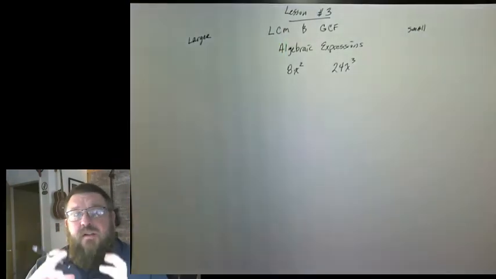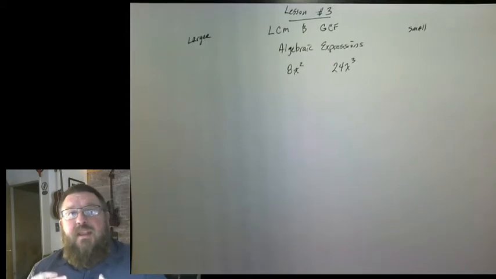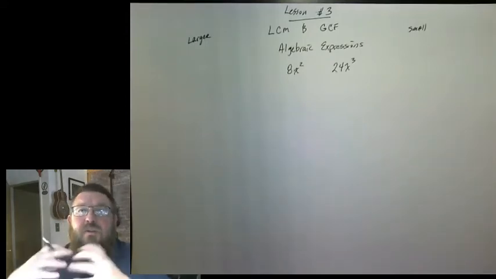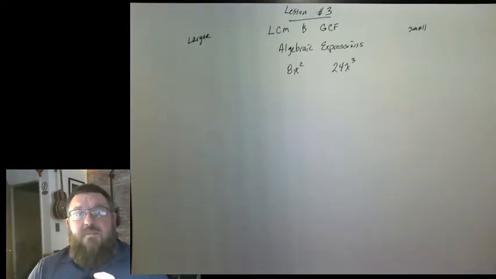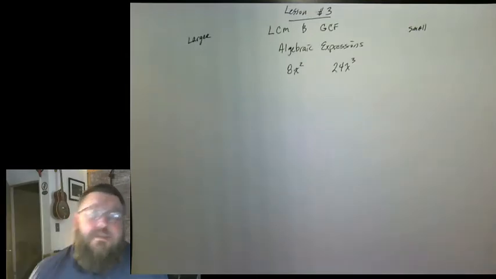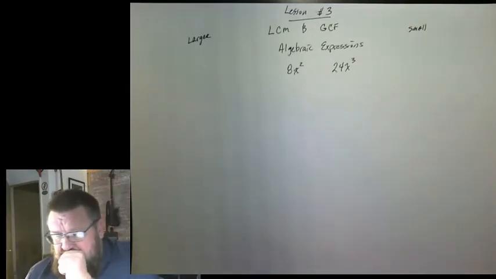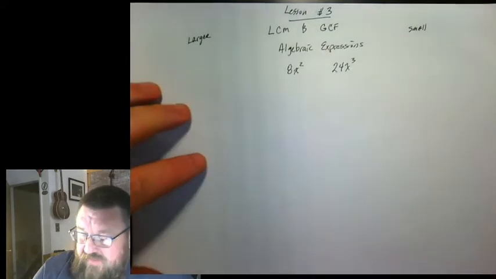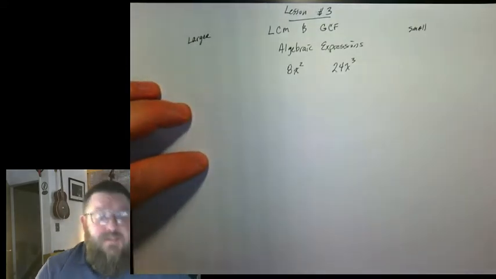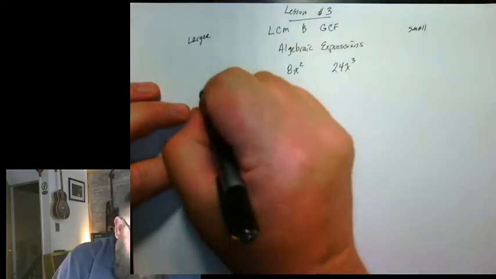LCM, that's lowest common multiple. Multiples are the things that your number goes into, things that could be multiplied. Something could multiply by your number to get that product. So larger. Okay.